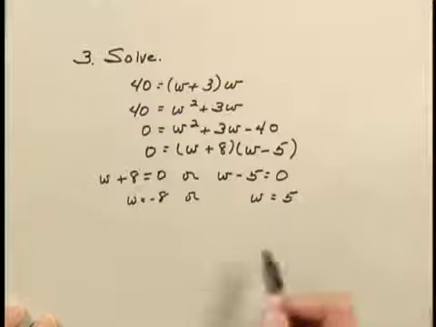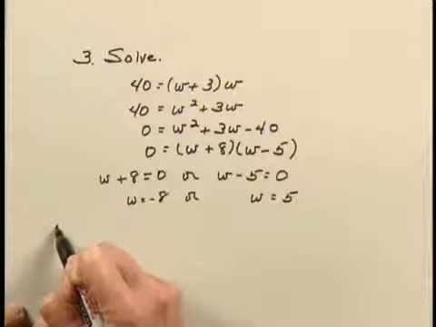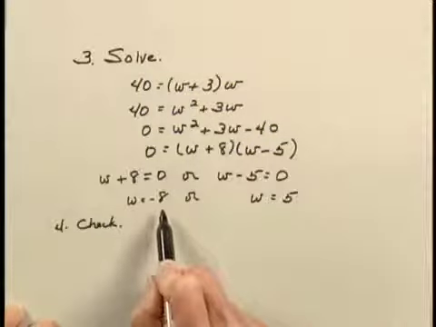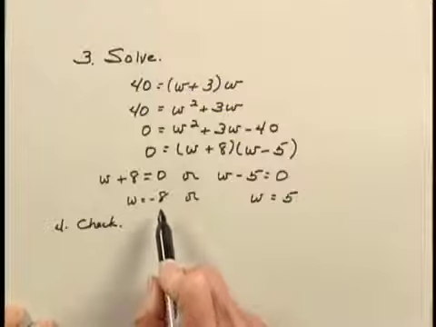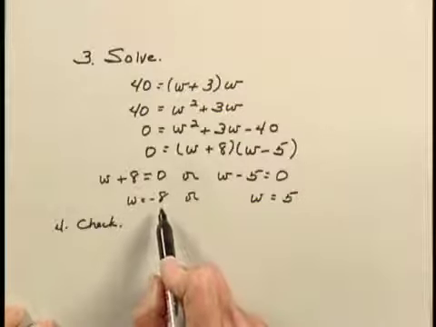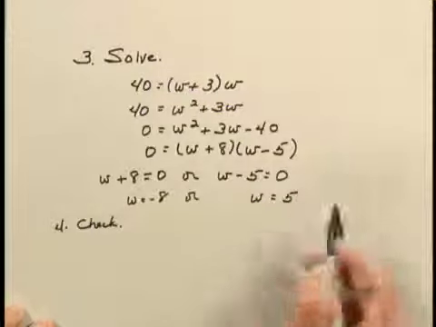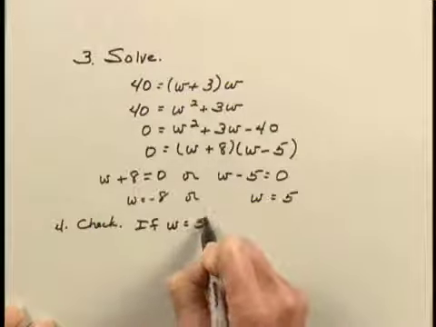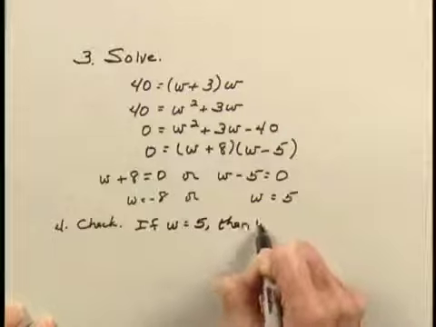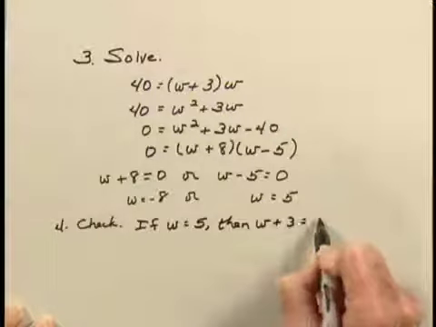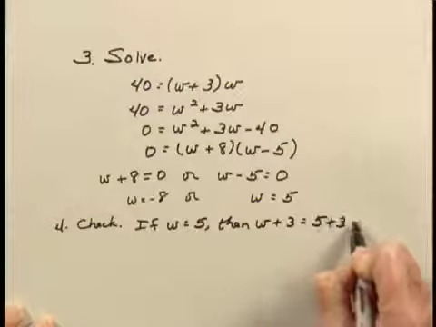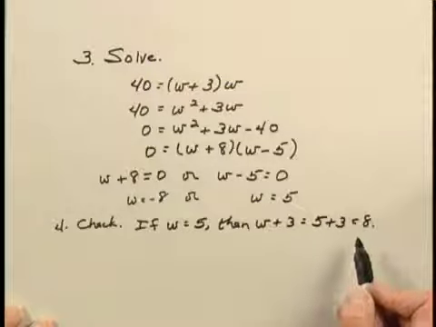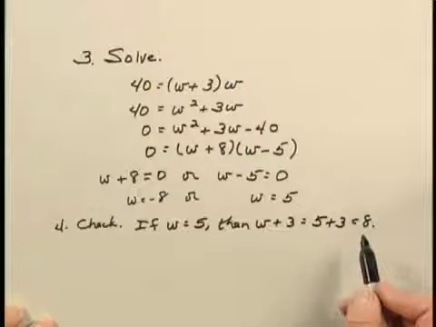Now, let's check these solutions in the original problem. Well, first of all, we know that the width of the photograph cannot be a negative number, so we don't need to check negative 8 at all. We'll check only 5 here. And we can say that if W is equal to 5, then the length, which is W plus 3, is 5 plus 3, or 8. And this tells us immediately that the length is 3 centimeters longer than the width.